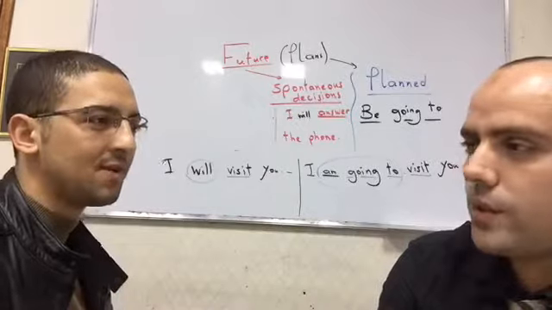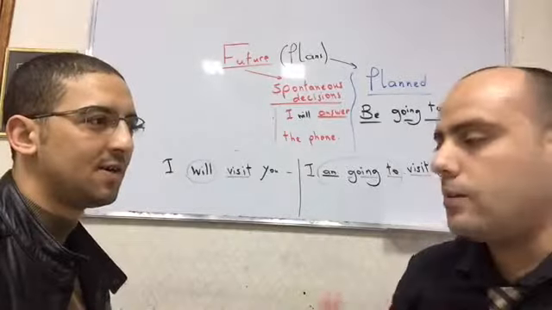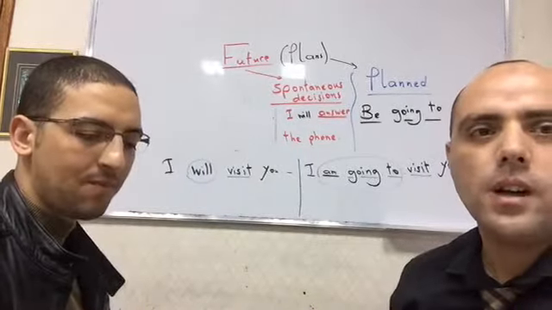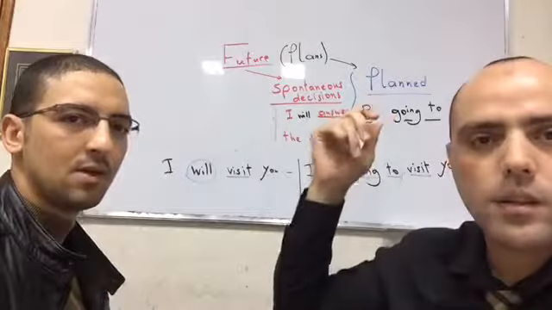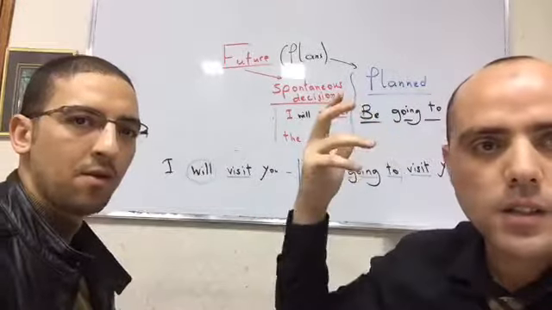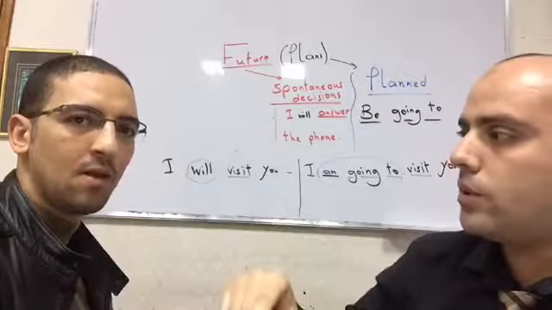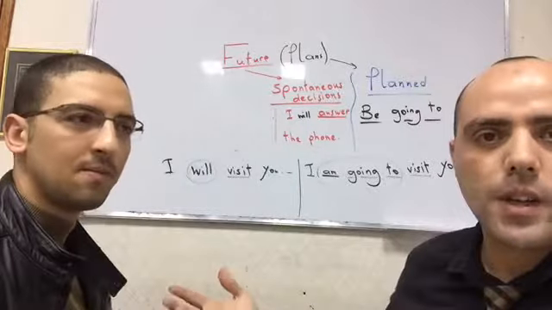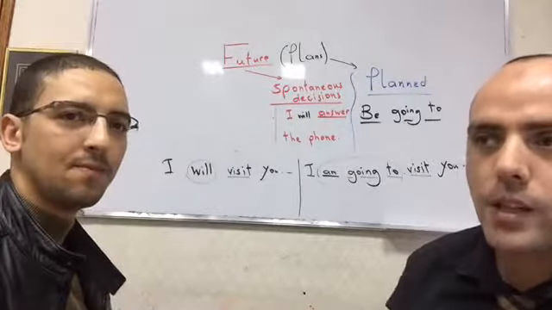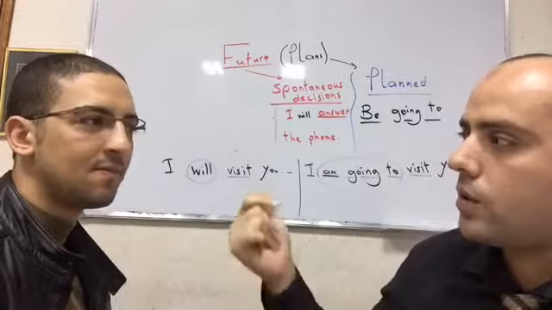For example, Mr. Ahmed and I are chatting right now, and I just had an idea in my mind, so I'll visit you tomorrow. I didn't make any arrangements. I didn't make any plan. So that's what we call a quick decision.